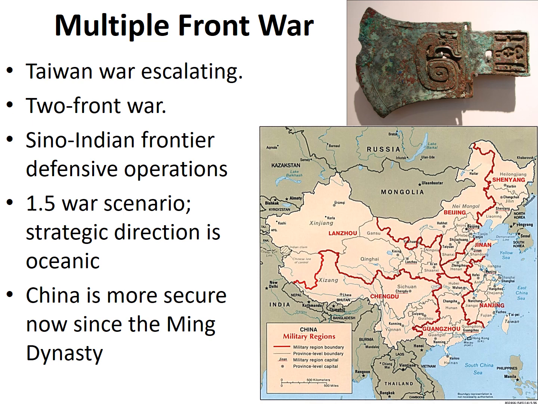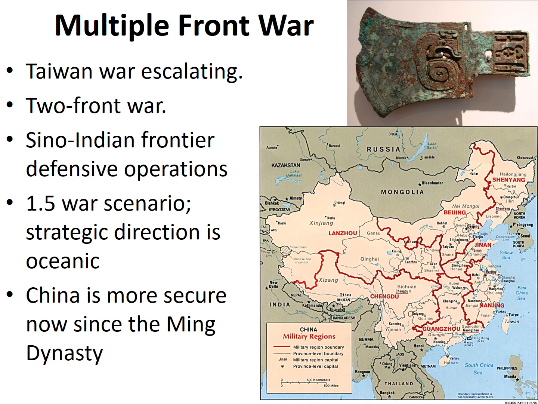So in a Chinese 1.5 war scenario, China's main focus is going to be oceanic. In other words, focused on the U.S. in the Pacific, Taiwan, South China Sea, and focusing on South Korea and Japan.